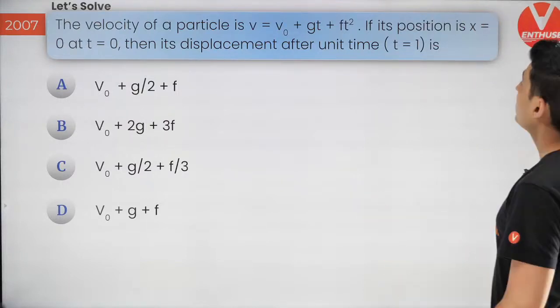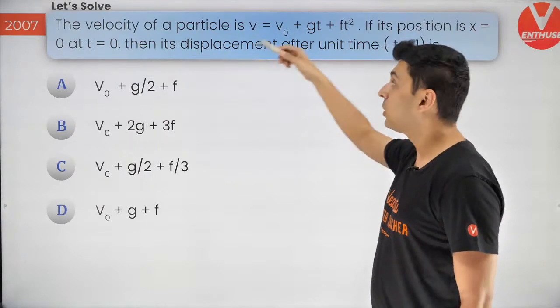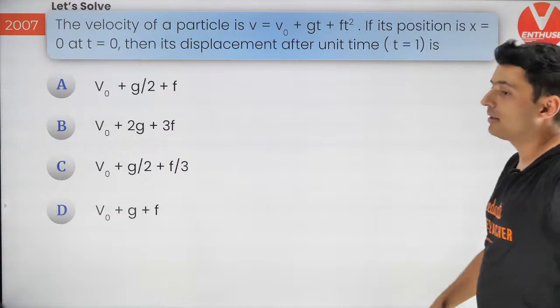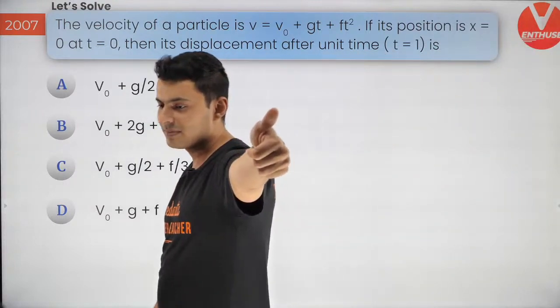Velocity of a particle is given. Position is 0 at T equals 0. Find the displacement after 1 second. Let's see how many of you get this.